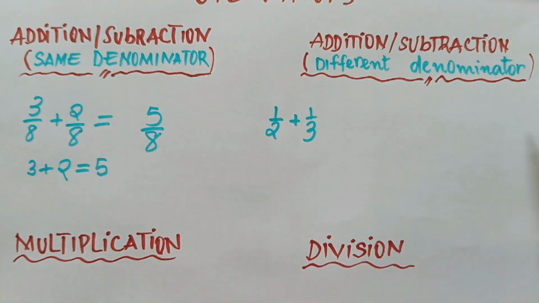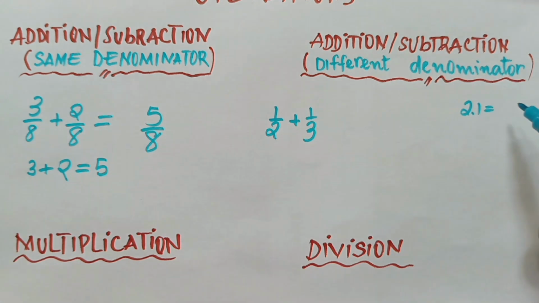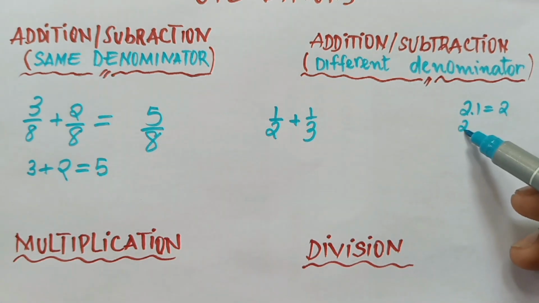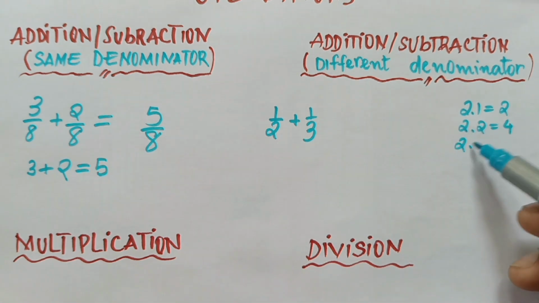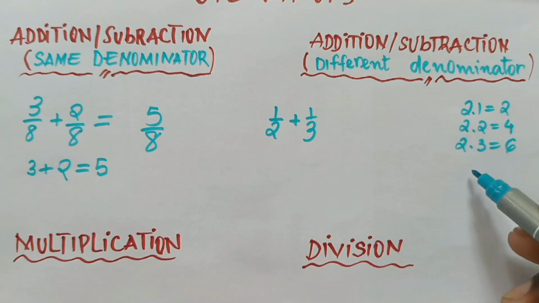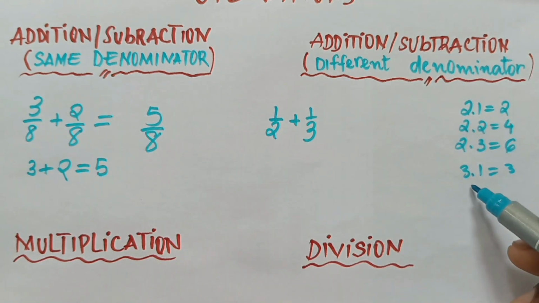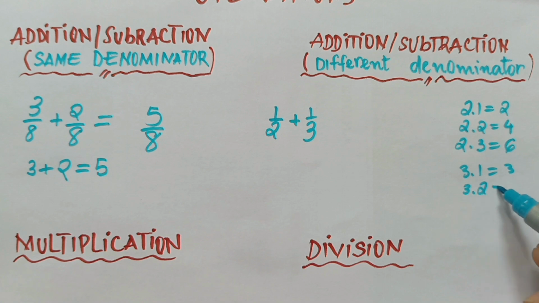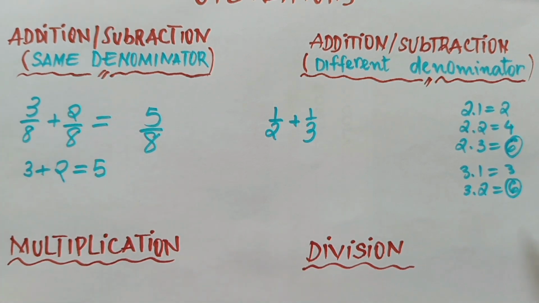Okay? For example, 2 multiplied by 1 equals 2. 2 multiplied by 2 equals 4. 2 multiplied by 3 equals 6. 3 multiplied by 1 equals 3. 3 multiplied by 2 equals 6. Okay? And here we have 6. Here we have 6. So what can we do now?